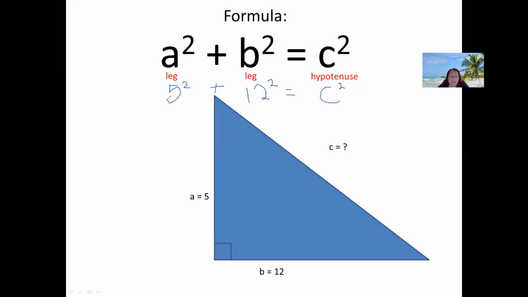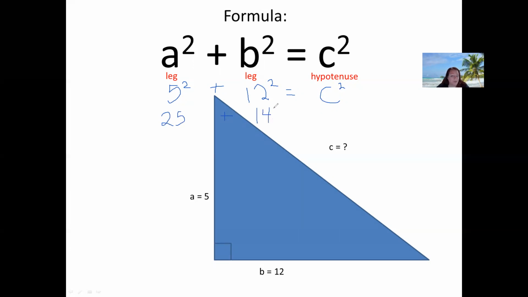So the way you do it is, what is 5 squared? Well, 5 squared means what? 5 times 5, which is 25. So 25 plus, what's 12 times 12? If you said 144, you are correct.